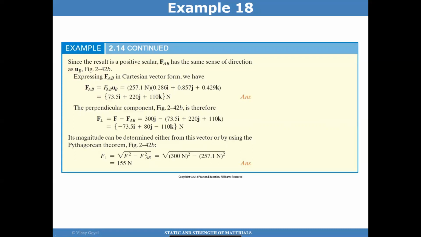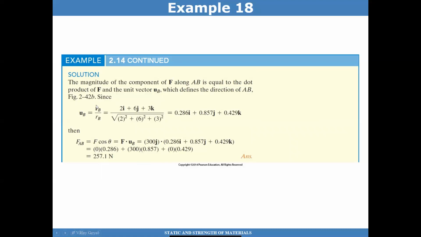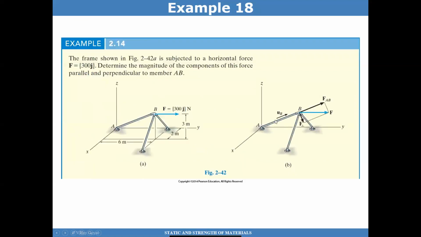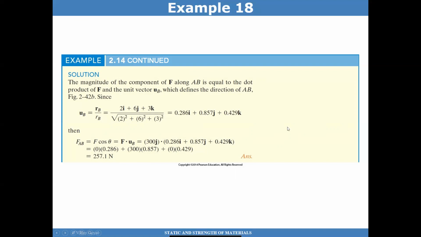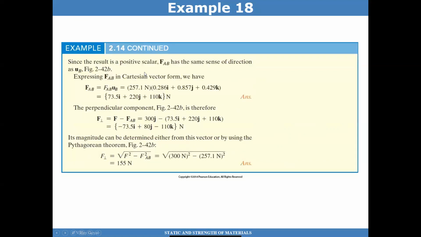And so you can now express this vector in Cartesian form. If I know it's 257.1, I can multiply that by UB, which is along the line AB, to figure out the components of this force along the i, j, and k directions. And so that's exactly what was done here. 257 times each of these components gives me these components.